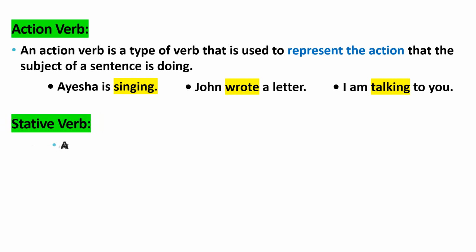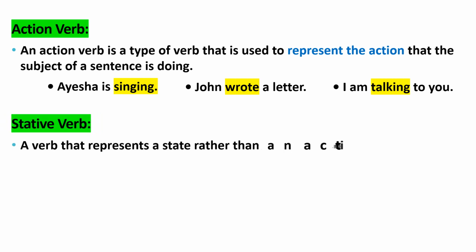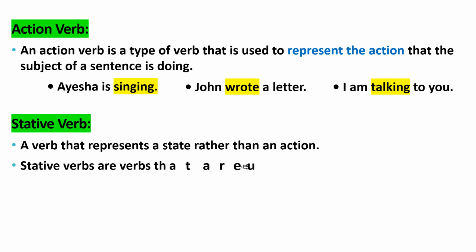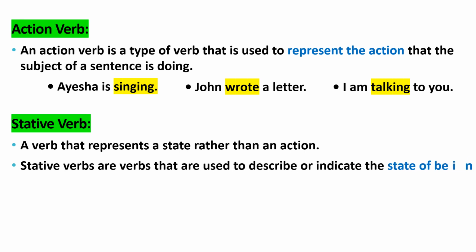Stative verb. The definition of the stative verb is a verb that represents a state rather than an action. Stative verbs are verbs that are used to describe or indicate the state of being of a noun or pronoun that acts as the subject in a phrase. Let's look at the following examples to understand how they are used.